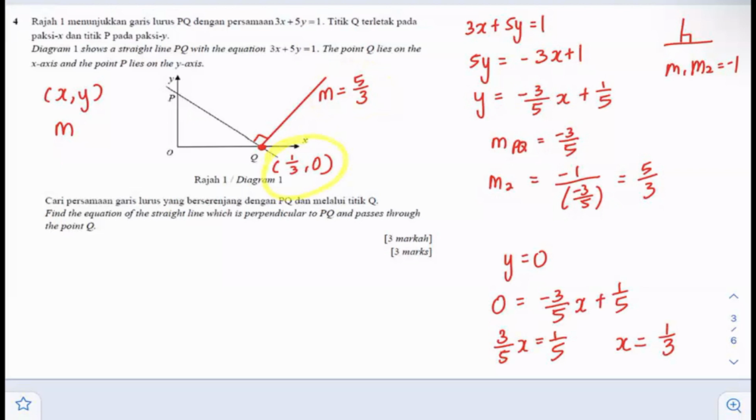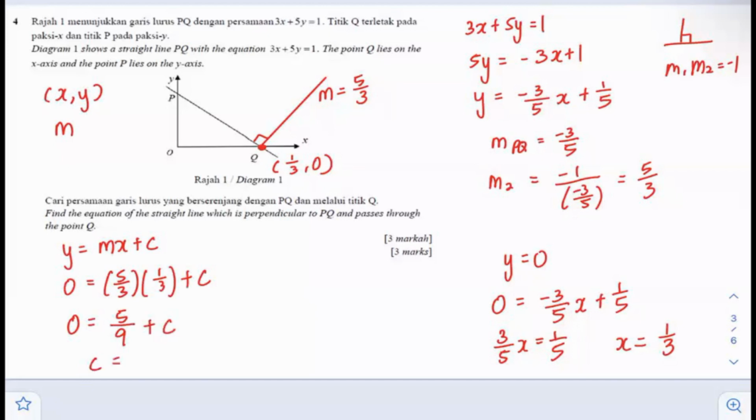So we now have the coordinate and the gradient. We can form the equation, y equal to mx plus c. First we find the c. So y equal to 0, m is 5/3 and x is 1/3, plus c. So 0 equal to 5/9 plus c, and your c is -5/9. Therefore, your final equation will be y equal to 5/3x - 5/9. This is the final equation for the perpendicular line.